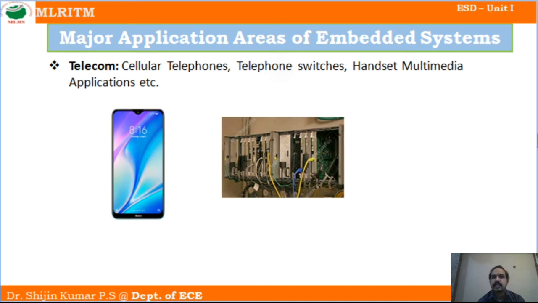Next is telephone switching center. If you go to a BSNL office, you can see switches. Connections will be switched. If you are dialing a number, it has to be connected to the corresponding number. For that purpose we are using what? Switches, as seen in this diagram. Then multimedia applications: audio video devices are there, and Skype calling, Zoom calling, video conferencing, everything is there. So these are all some application areas in the field of telecommunication.